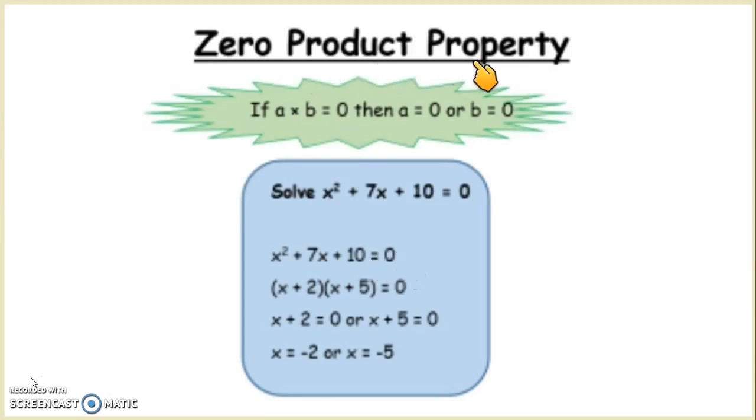And the zero product property tells us if we are multiplying two things together and those two things equal zero, then one or both of those factors are equal to zero. And so our goal today is to take a quadratic equation, factor it into its two factors, set each factor equal to zero, and then solve for the value of x. And so this equation is only equal to zero when the value of x is -2 or -5. And so that's what we're going to look at today.